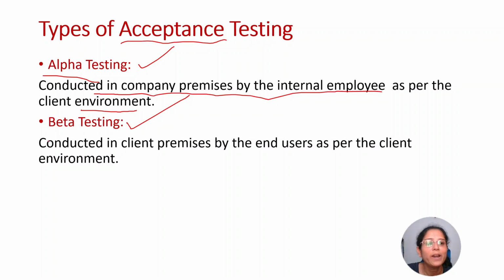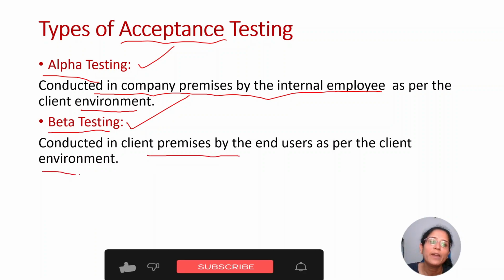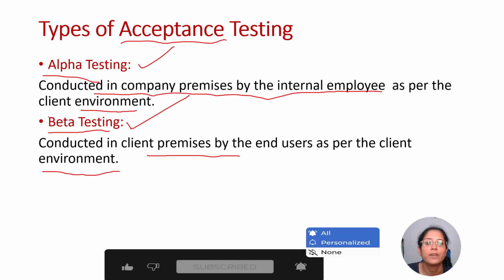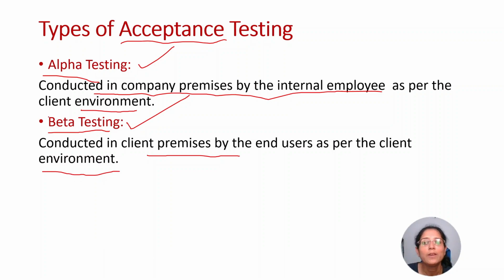Whereas beta testing will be done on the client premises, as per the client environment, with a set of real-time scenarios. That is called beta testing. This is a very important interview question. They will ask what the difference is between alpha testing and beta testing. You will say that alpha testing is conducted on the company premises as per the client environment, whereas beta testing is performed on the client's premises as per the client environment. That is the major difference between alpha testing and beta testing.